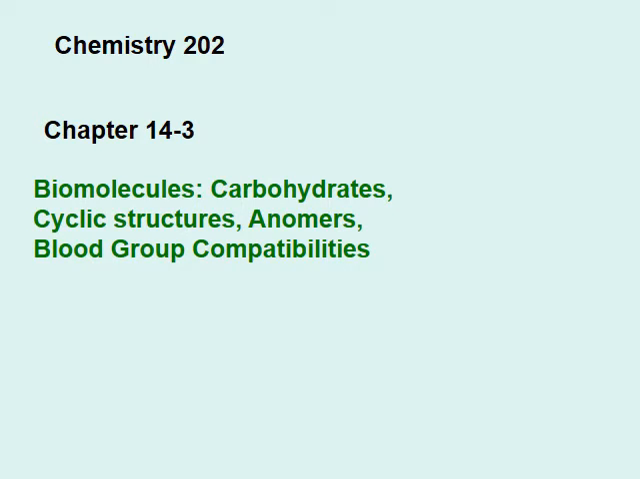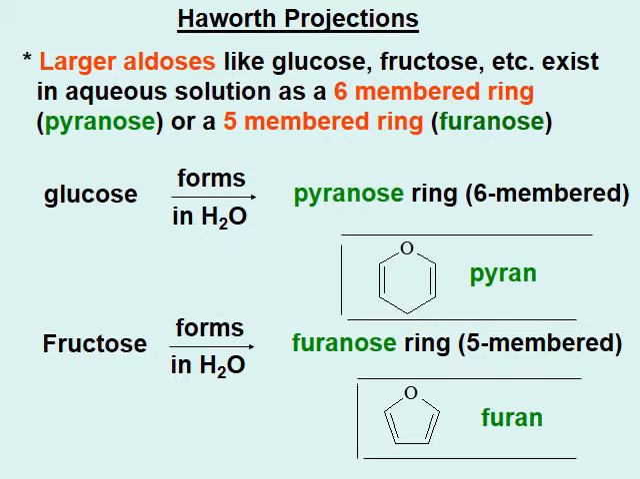In this section, we'll discuss cyclic structures of carbohydrates. We'll also define anomers and blood group. Now, larger aldoses like glucose and fructose exist in aqueous solution as a six-membered ring or a five-membered ring.